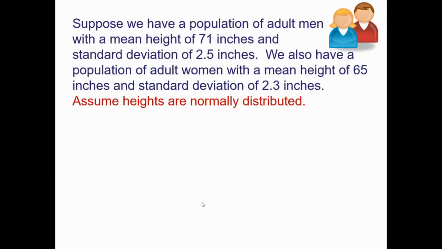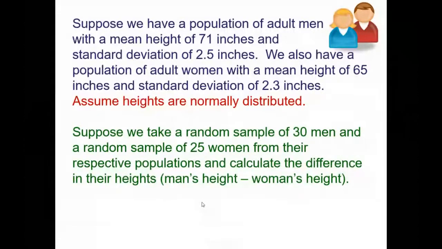Okay, so let's just jump into it. We'll set the stage using an example. Suppose we have a population of adult men with a mean height of 71 inches and a standard deviation of 2.5 inches. We also have a population of adult women with a mean height of 65 inches and a standard deviation of 2.3 inches. Let's assume that the heights are normally distributed. Now, we want to take a random sample of 30 men and a random sample of 25 women from their respective populations and calculate the difference in their heights. Meaning, we want to take a man's height and subtract a woman's height from it.